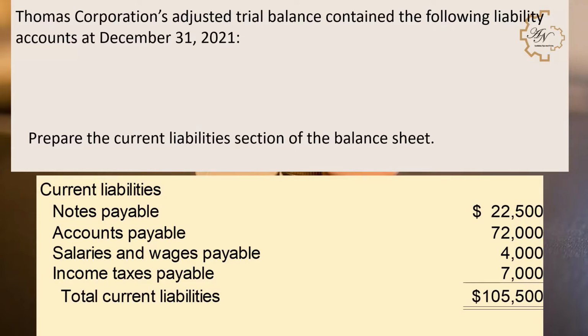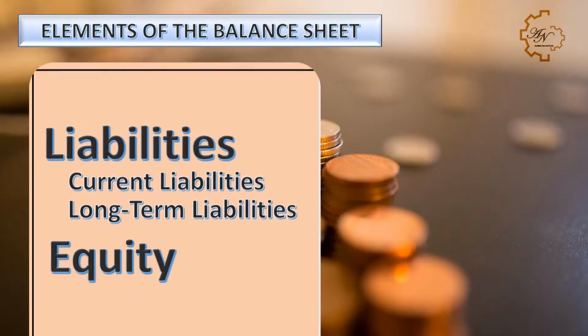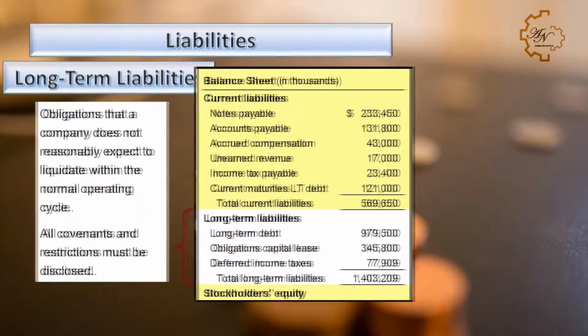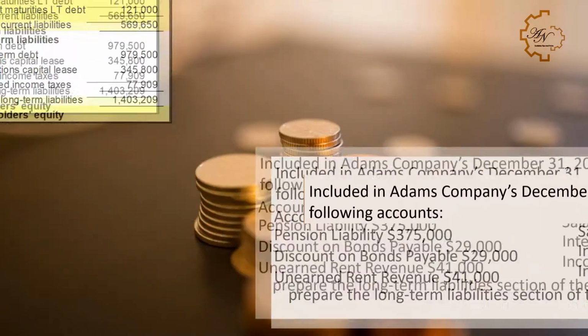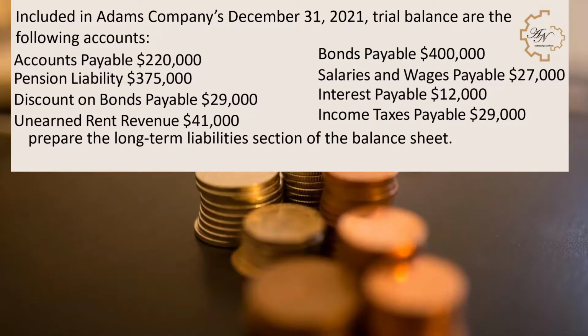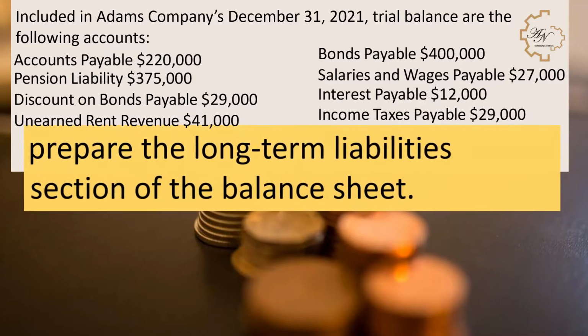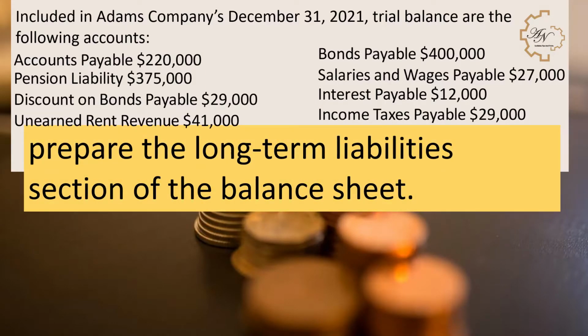Long-term liabilities. Obligations that a company does not reasonably expect to liquidate within the normal operating cycle. All covenants and restrictions must be disclosed. For example, included in Adams Company December 31, 2021 trial balance are the following accounts, and the instruction is prepare the long-term liabilities section of the balance sheet.